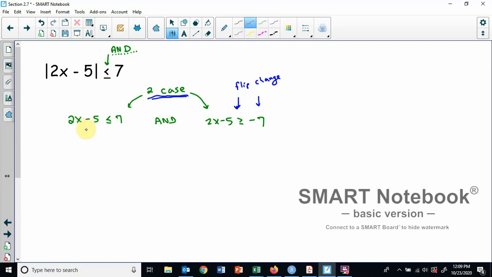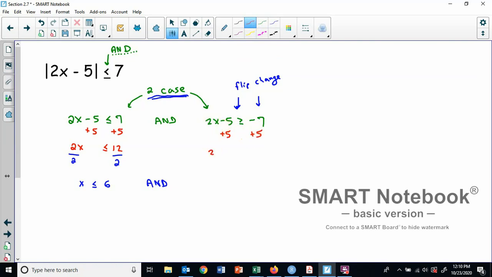Let's solve the left one. I need to add 5 to both sides. So 2x is less than or equal to 12. And then I can just divide both sides by 2. Divide by 2, divide by 2. X is less than or equal to 6. And let's do the other side. So let's solve this case. Got to add 5 to both sides.